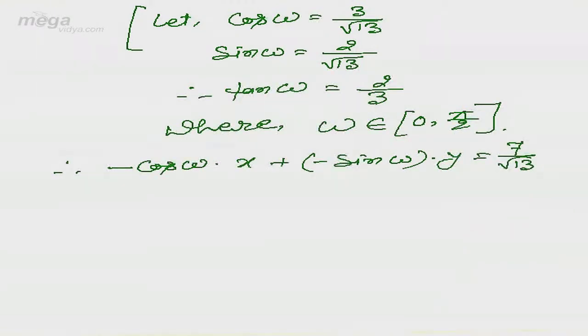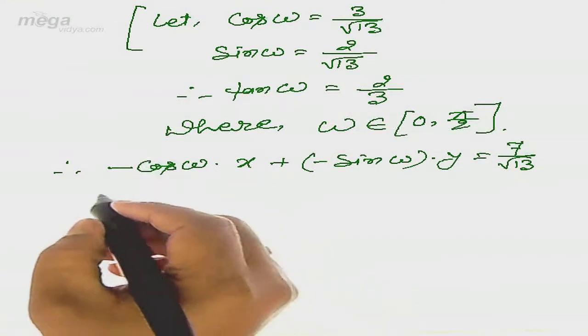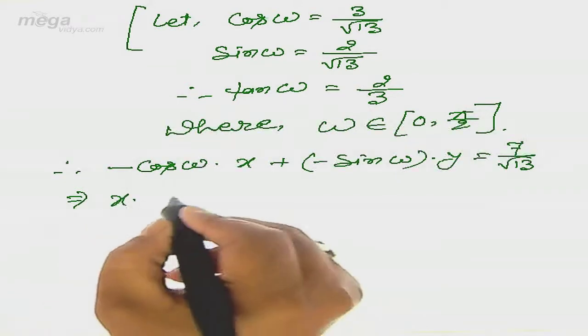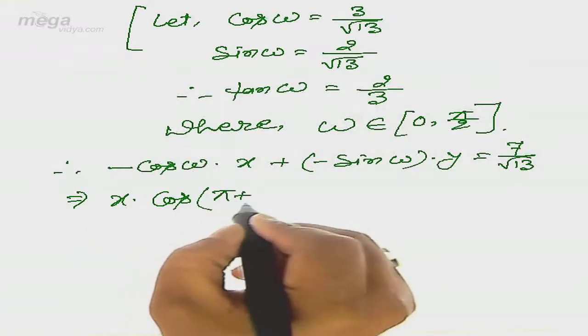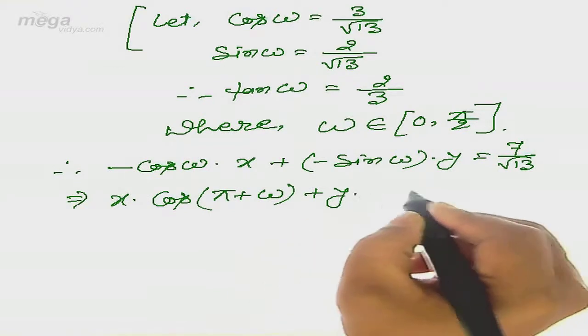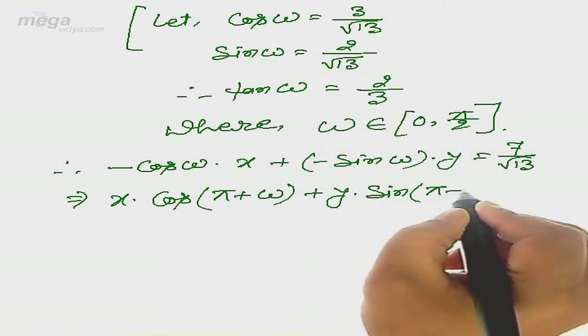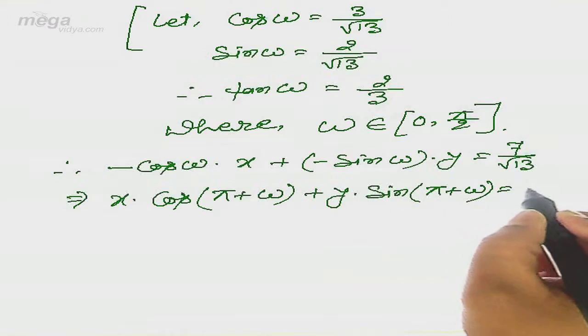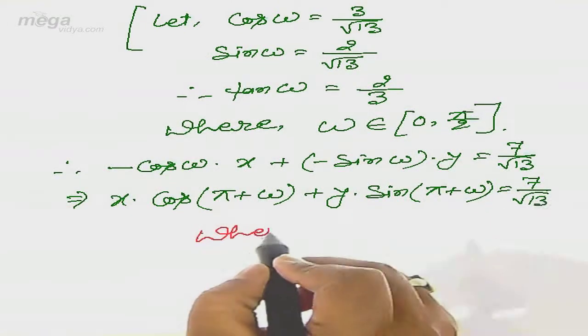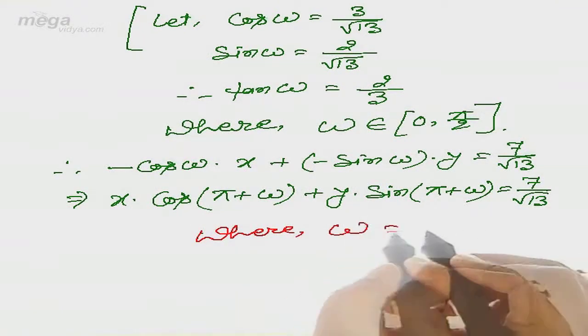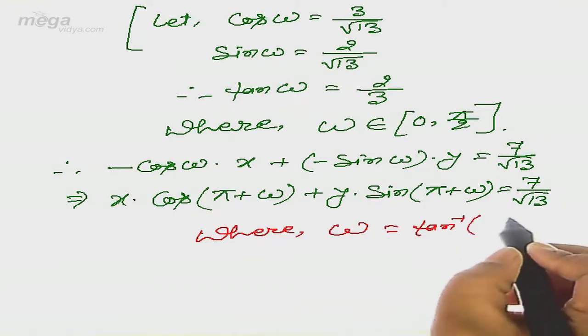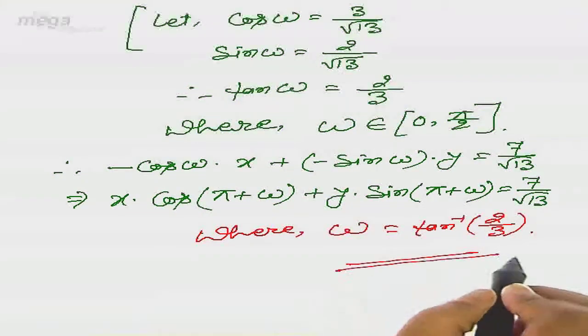But here both cos and sine come out negative. So now we'll use the quadrant. Sine and cos are both negative in the third quadrant, and in the third quadrant the angle we will write as x cos of pi plus omega plus y sin of pi plus omega is equal to 7 by root 13, where omega is tan inverse 2 by 3, and this is your final answer.